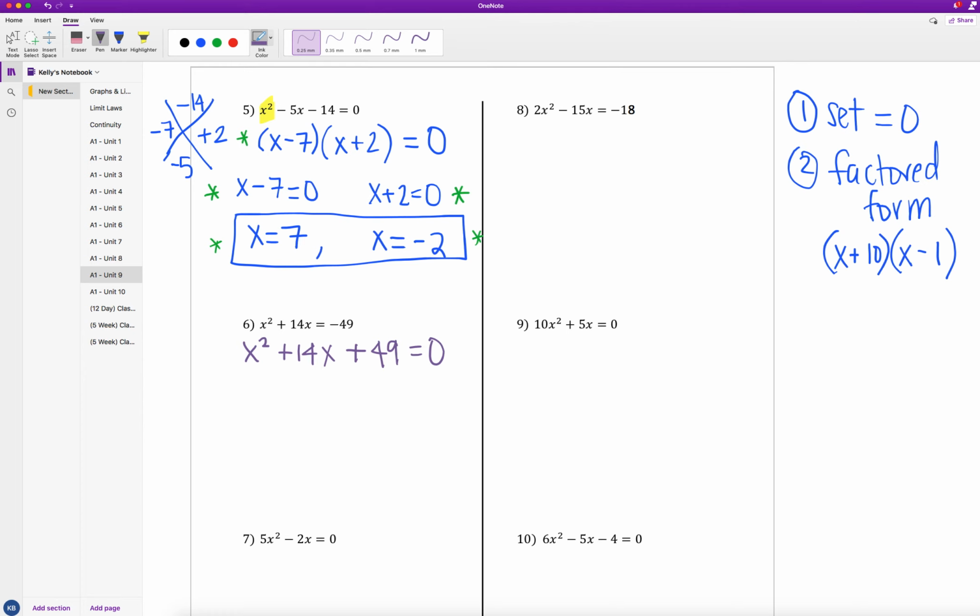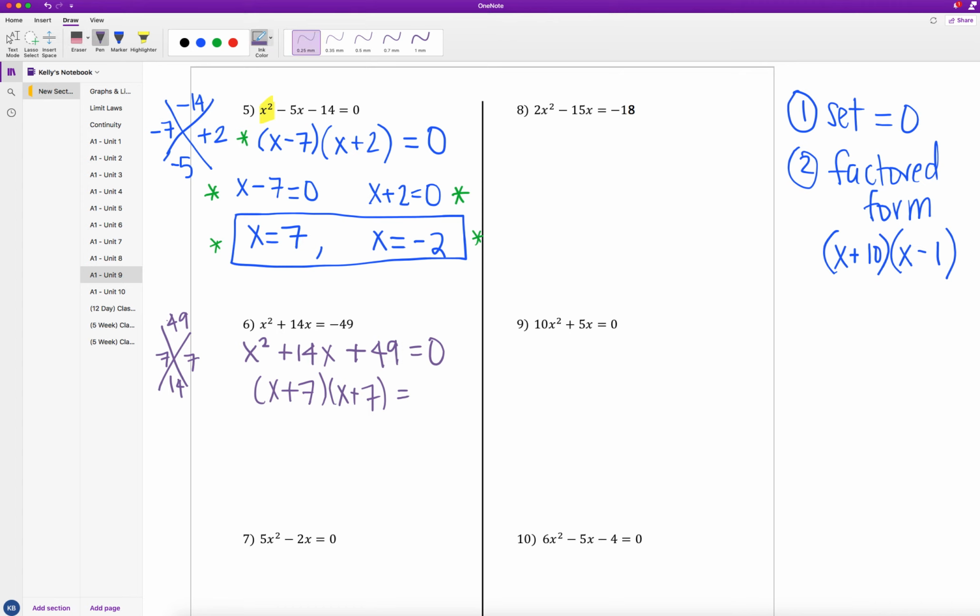Why don't you guys pause the video and factor this quadratic equation in example 6. Okay, to factor this, we're looking for two numbers that multiply to be 49 and add to be 14. In this case, 7 and 7 are going to work. So we get x plus 7 times x plus 7 is equal to 0.